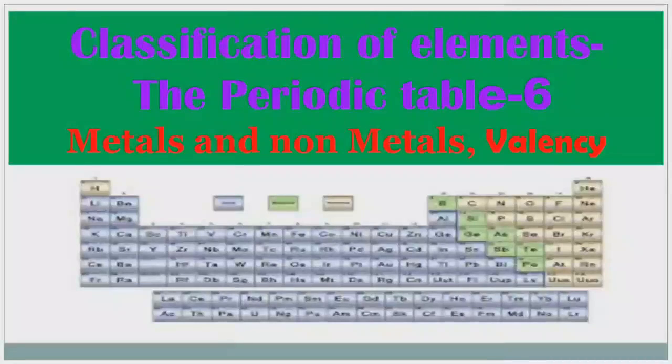Elements which are shown in brown color are metals. Elements which are shown in gold color are non-metals. And elements which are shown in light blue color are metalloids. Now we will discuss one by one in detail. First of all, we will discuss metals and non-metals.